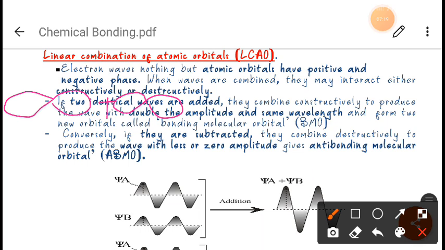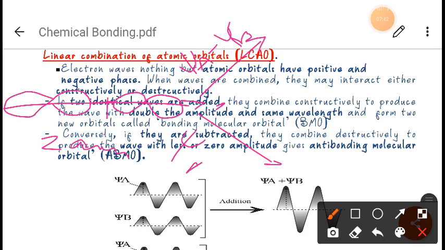Okay, if there is a head-on collision, this is along the z-axis, this is along the z-axis. So if there is a head-on collision, two cases will arise. One will be psi a minus psi b, and the other case will be psi a plus psi b. So when there is psi a minus psi b, at that time they will form an anti-bonding orbital like this.